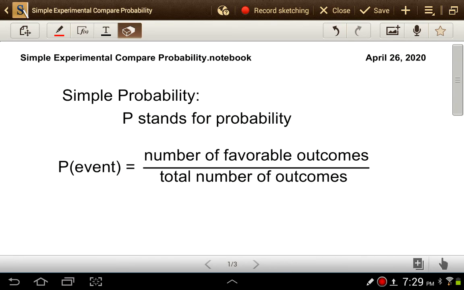Today we're going to talk about simple probability, experimental probability, and comparing probability in our video today. First, let's talk about simple probability. In these examples, I'll be using uppercase P to stand for probability.